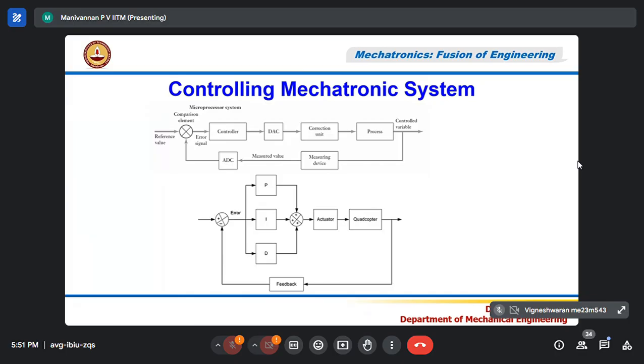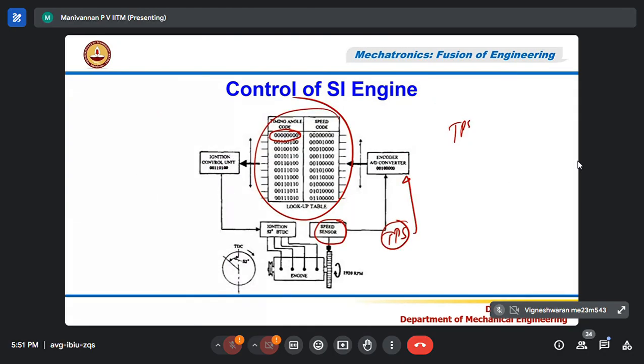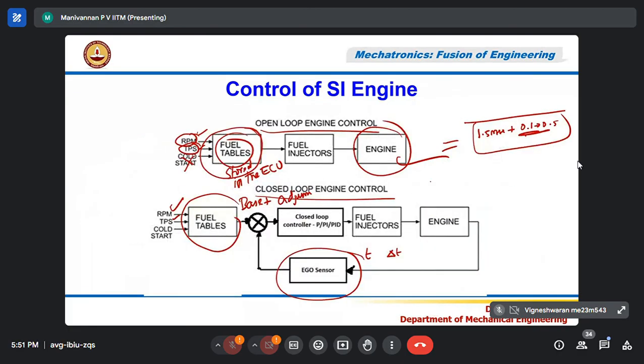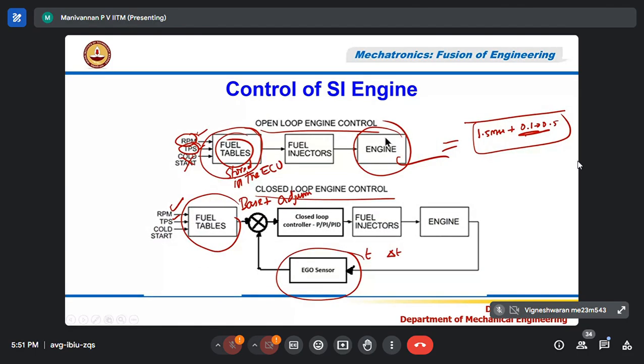In the exam, you are expected to draw the functional block diagram. The functional block diagram is this. Okay, so this is called the functional block diagram. Explain with suitable graphs and the functional block diagram the open loop or closed loop control of an IC engine, an example for a mechatronic system. You have to draw this and you make it a 3 or 4 mark question.